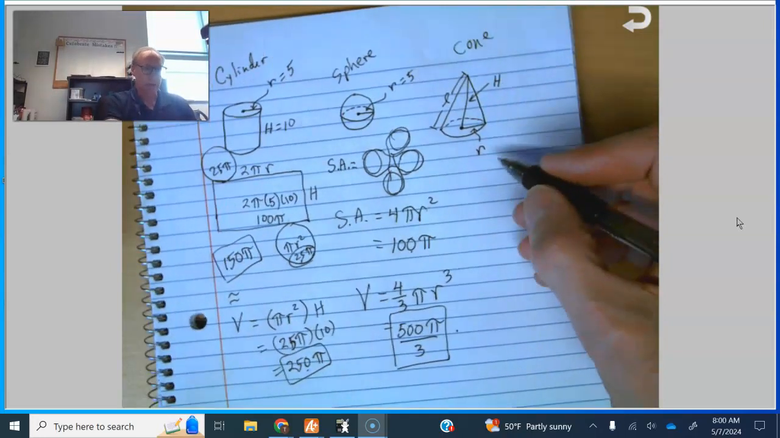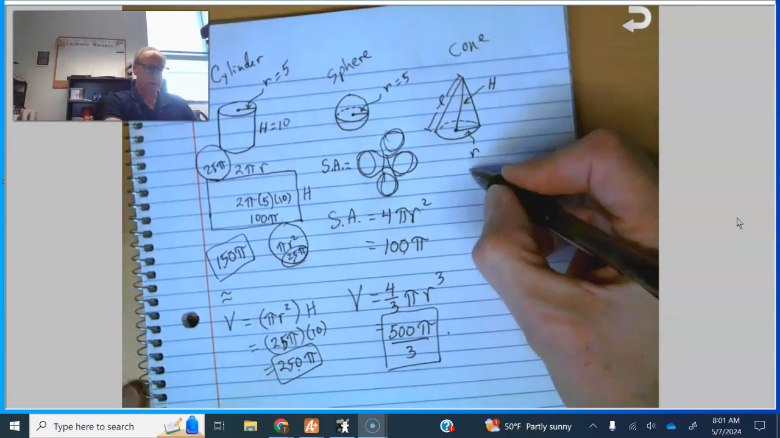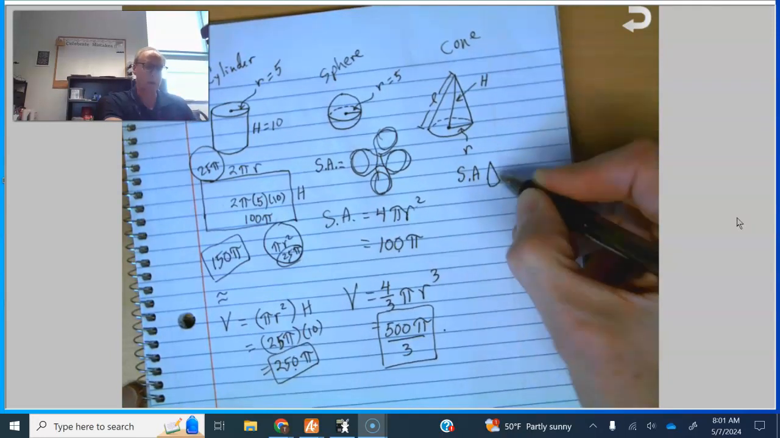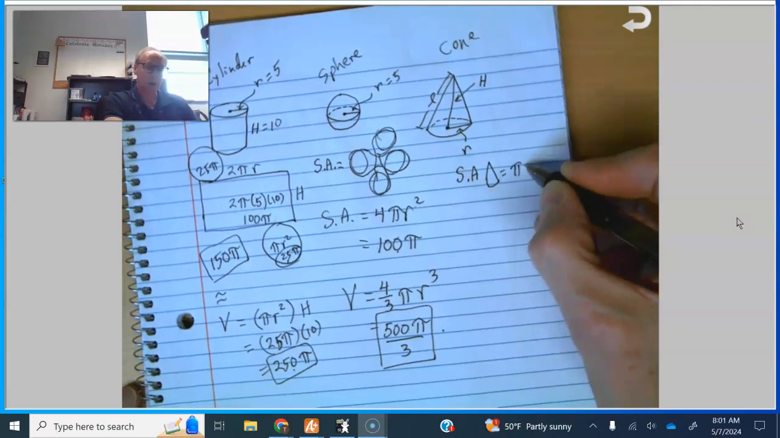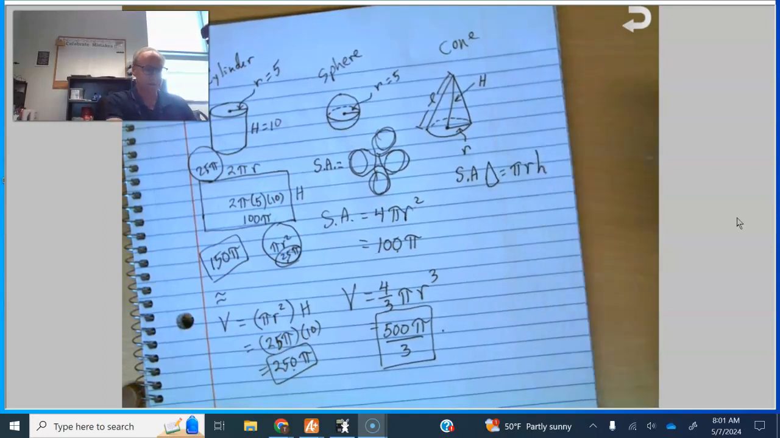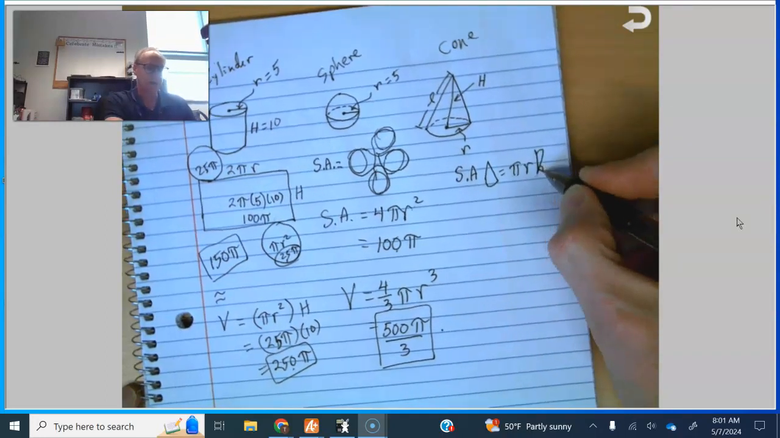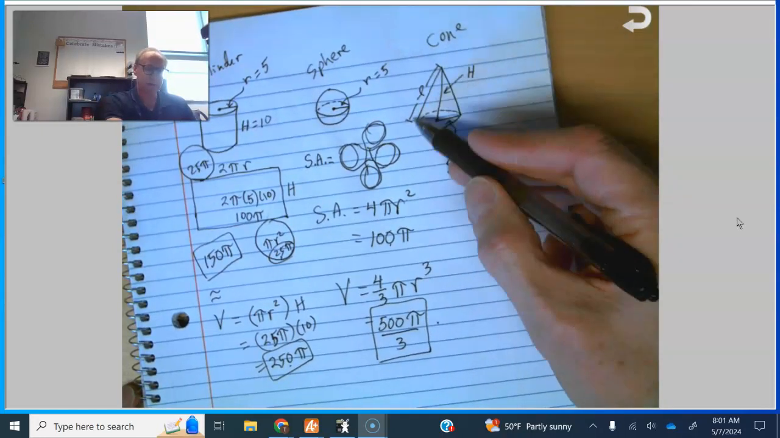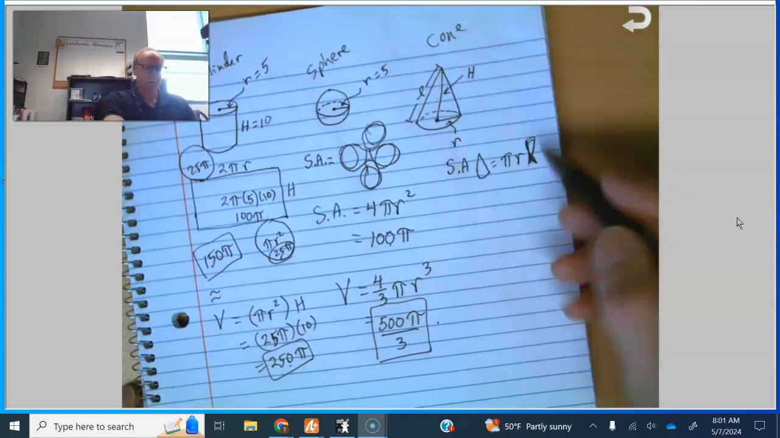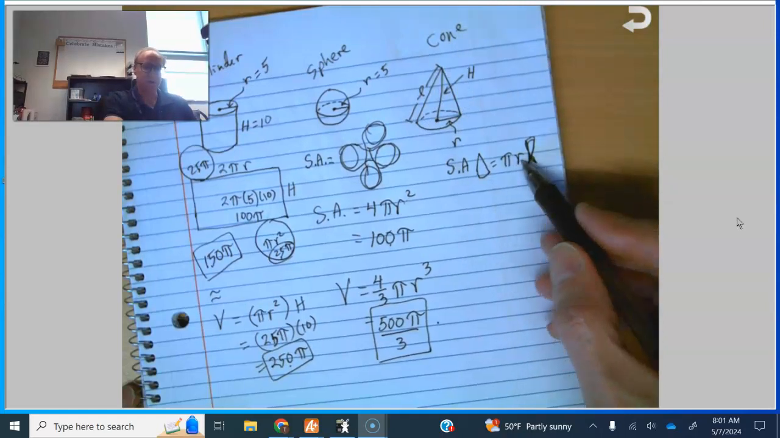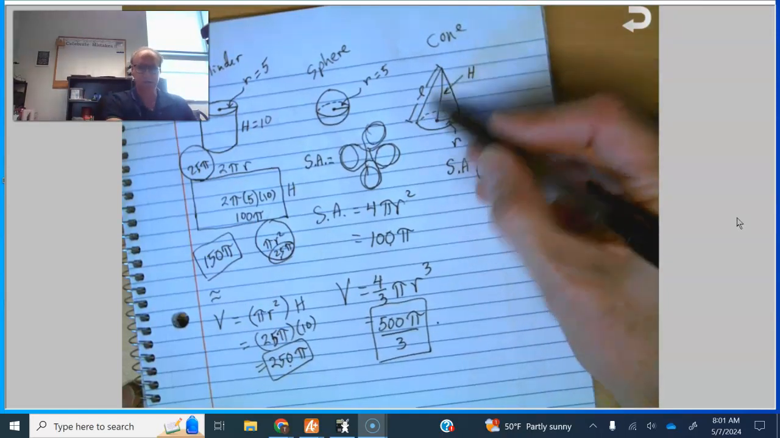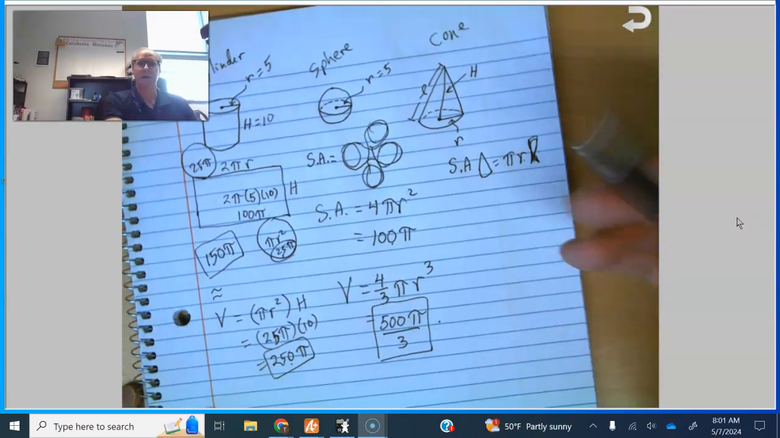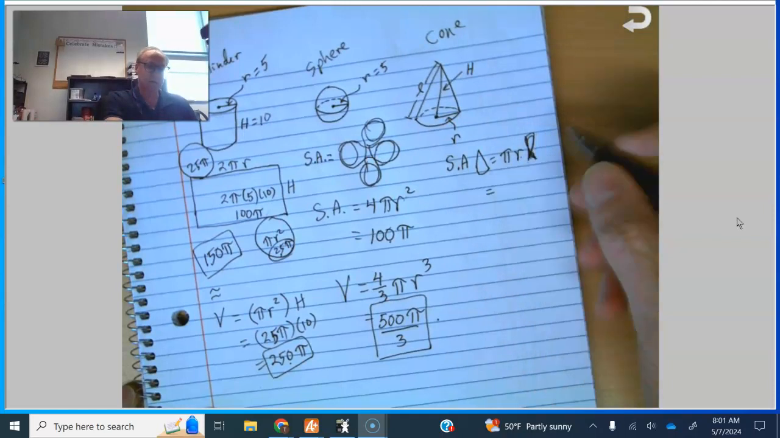Finally, there's the cone. The surface area of a cone seems to be one of the easier ones. It's a little harder to explain why, but it's pi r h. That's it. Pi r l, excuse me. This is the slant height of my cone. So it's pi times radius times the slant height. And we could get into the reasoning, but it's really complicated. I'm just going to go ahead and put the numbers in.